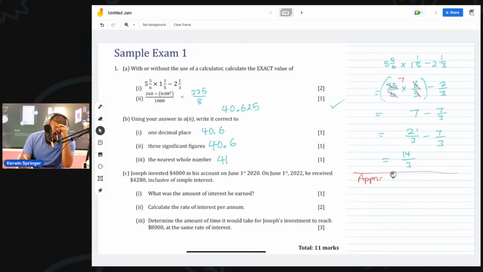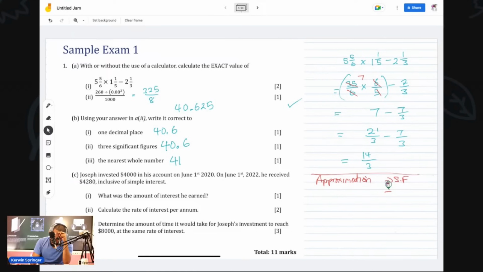Approximation to significant figures, to decimal places, whole number approximation. You could occasionally get some kind of place value approximation, like to the nearest 100 or 10, that could come out, but that is normally SEA stuff. So they literally test you on all 3 in this here.